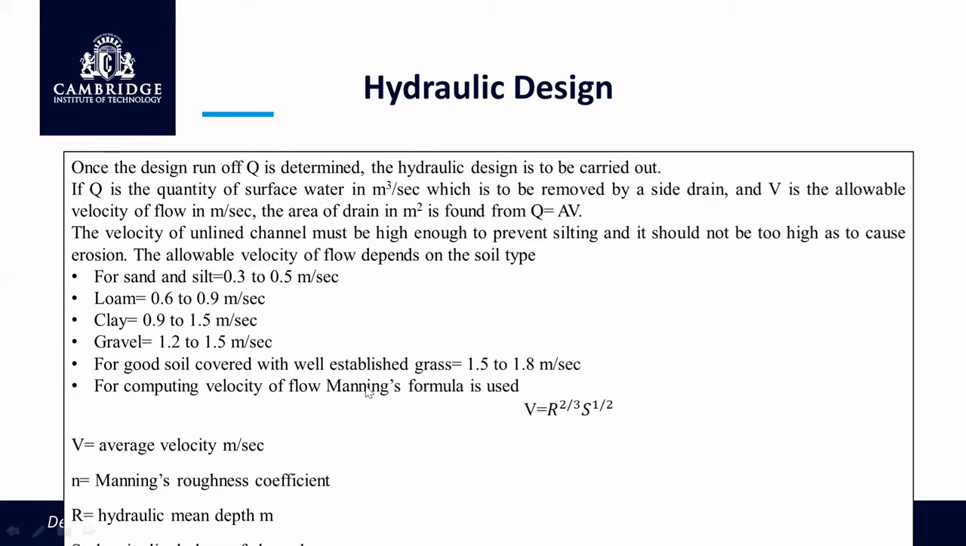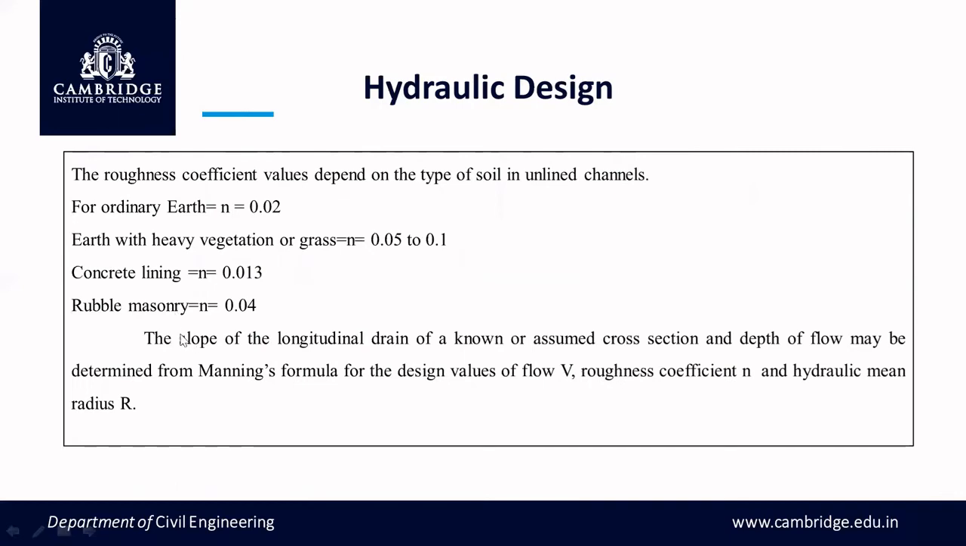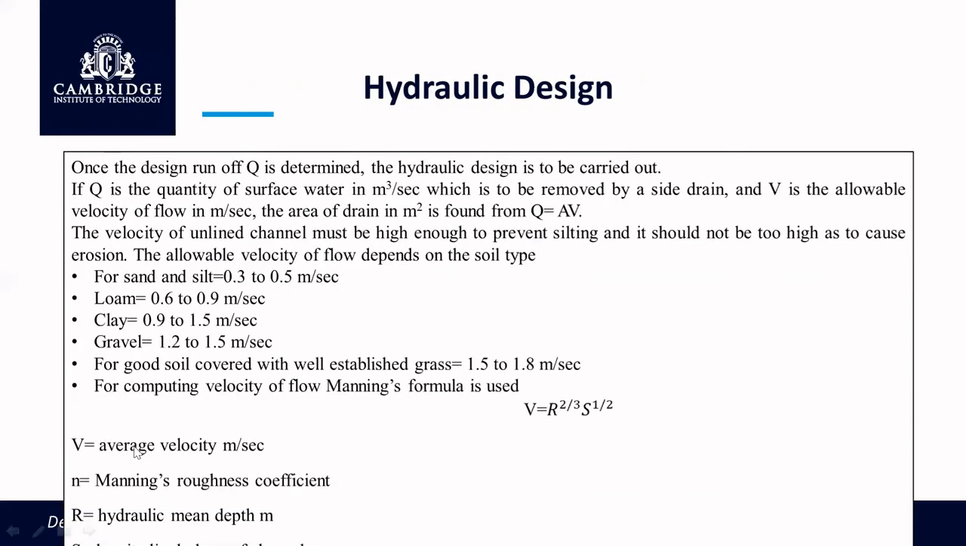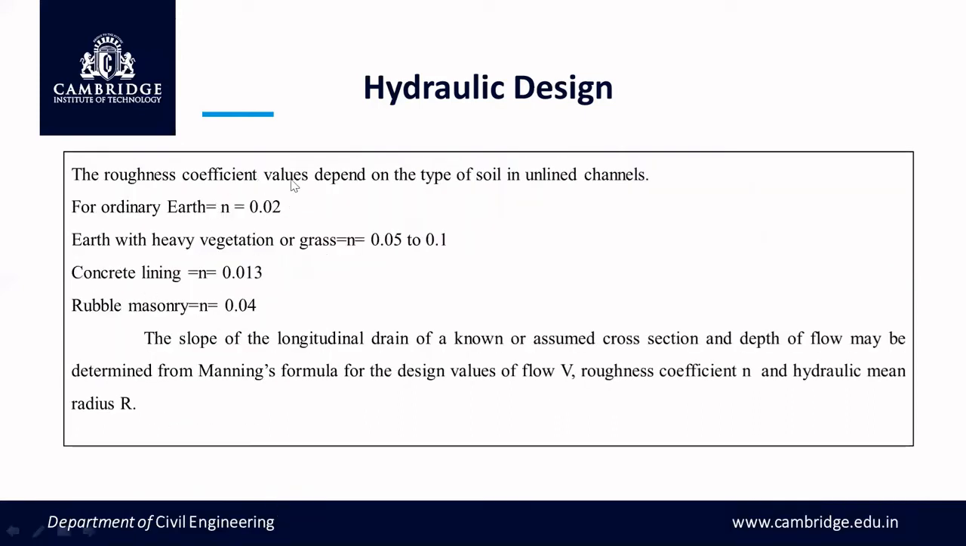For computing velocity of flow, Manning's formula is used, which runs as V is equal to (1/N) R to the power of 2/3 and S to the power of half, where V is equal to average velocity in meter per second, N is the Manning's roughness coefficient, and R is the hydraulic mean depth. The roughness coefficient values depend on the type of soil in unlined channels. For ordinary earth, N is equal to 0.02. Earth with heavy vegetation or grass, N is equal to 0.05 to 0.1. Concrete lining, the value of N is 0.013. For rubble masonry, N is equal to 0.04.